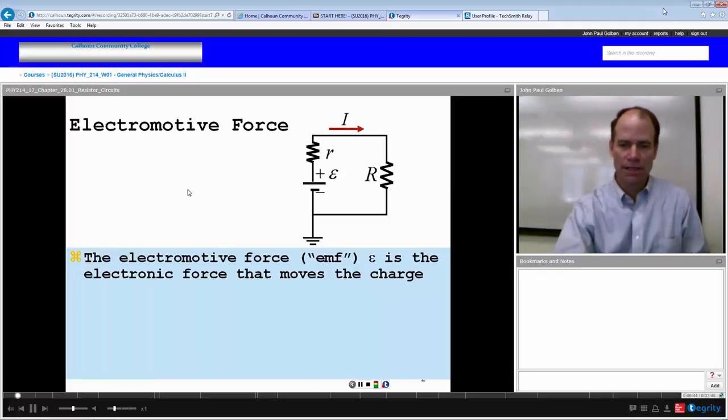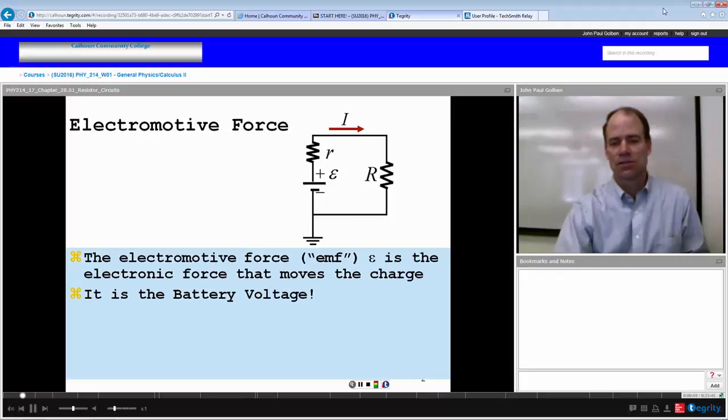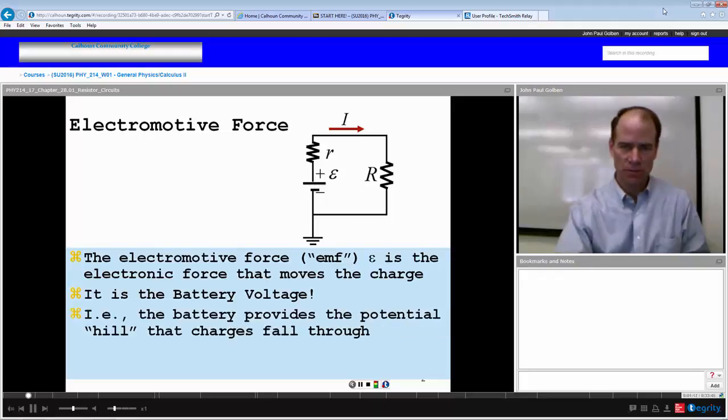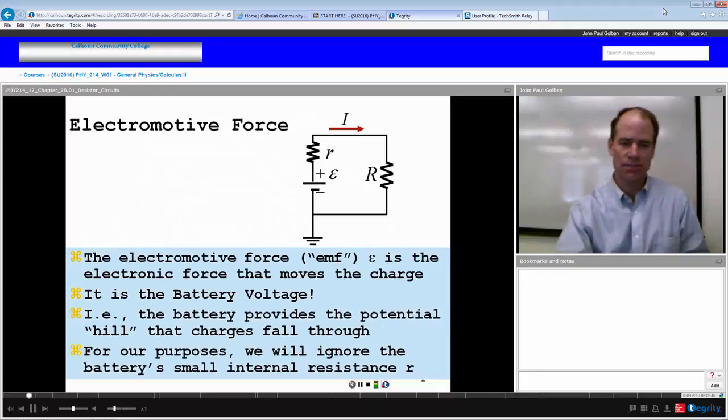A word about the electromotive force, or EMF, represented by the symbol epsilon. That is the impetus to cause charges to move in a circuit. Basically, it is the voltage of the battery. Strictly speaking, it is the voltage of the battery before considering the internal resistance of the battery. But for our purposes, we're going to ignore the internal resistance of the battery, and we're going to treat the electromotive force, epsilon, as simply being the voltage of the battery. So for our purposes, it is the voltage of the battery.